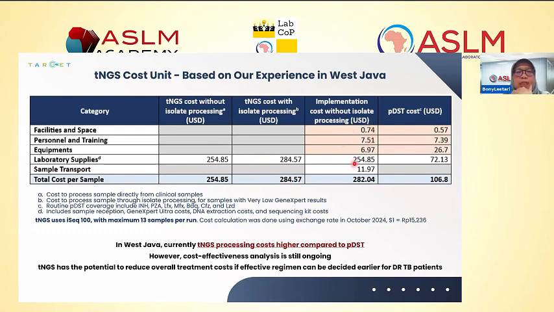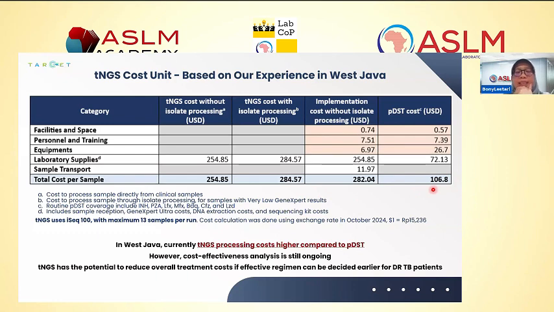If we just do the clinical samples and then add the cost for facility and space, personnel and training, and also the equipment, the final price per sample for tNGS is 282. The last column shows the PDST cost currently at around 106 US dollars. So from this comparison, tNGS still costs more than phenotypic DST.